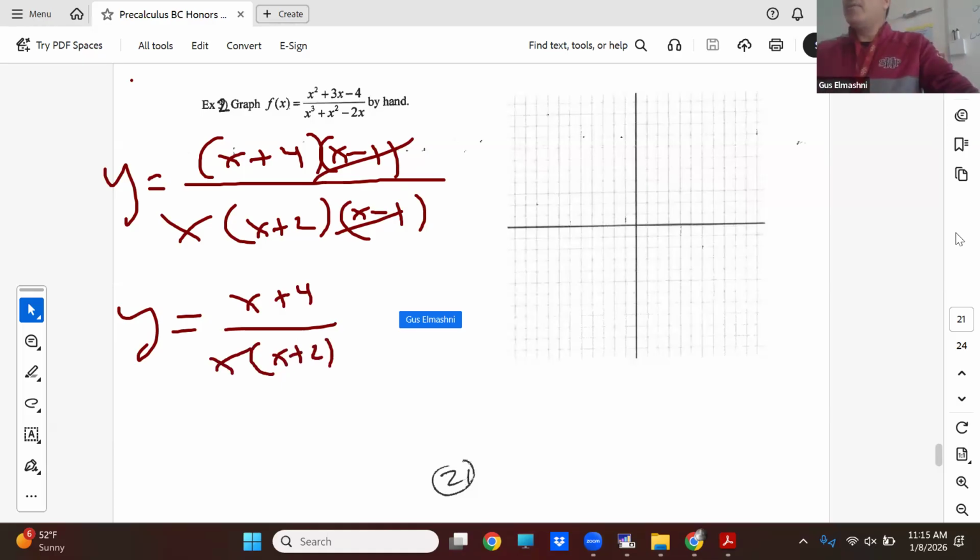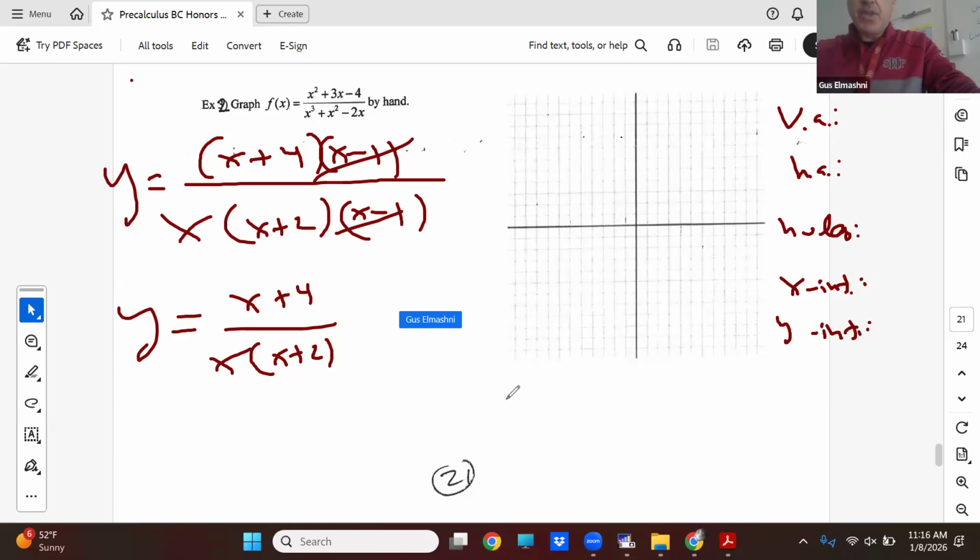Okay, so far we're okay with the factoring and simplifying. Is that okay? All right. So the VA, the HA, or end behavior asymptote is a better way of putting it, holes, x-intercept, y-intercept, and a sign chart. Okay, I think I did everything right.